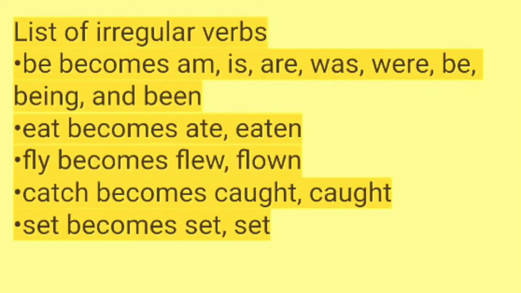List of irregular verbs: be becomes am, is, are, was, were, be, being, and been. Eat becomes ate, eaten, fly becomes flew, flown, catch becomes caught, caught, set becomes set, set.